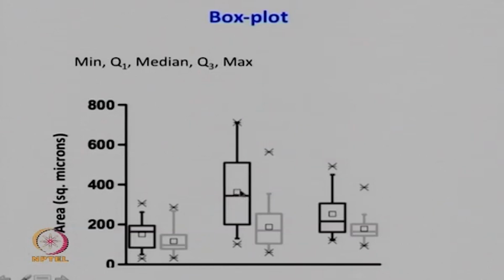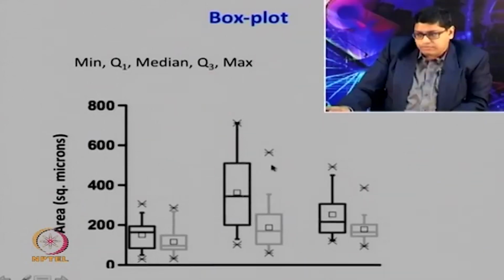The square value is your average, this is your median, this is your maximum, this is your 75th percentile, the third quartile, and this is your first quartile. So: first quartile, median, third quartile, this is the maximum and this is the minimum.